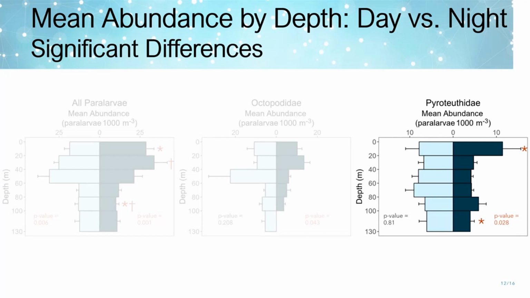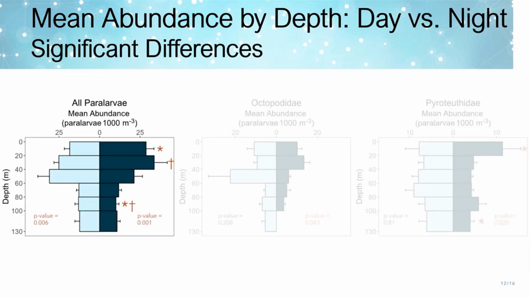So these plots, besides looking at them for differences in mean abundance, we can also use them to look at patterns of possible diel vertical migration. Going back to this all paralarval plot quickly, we see that the maximum abundance during the day is in that 40 to 60 meter bin, and at night it's slightly higher in the 20 to 40 meter bin, which could suggest that the paralarvae are migrating up in the water column at night.